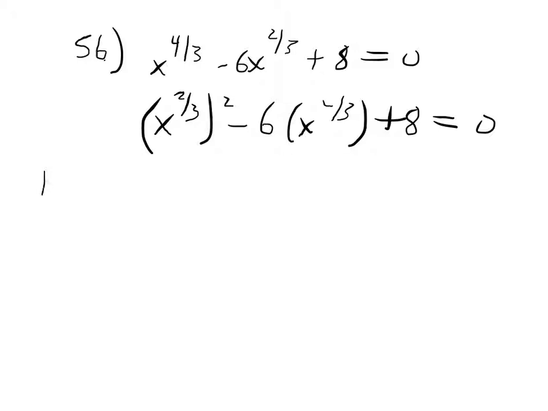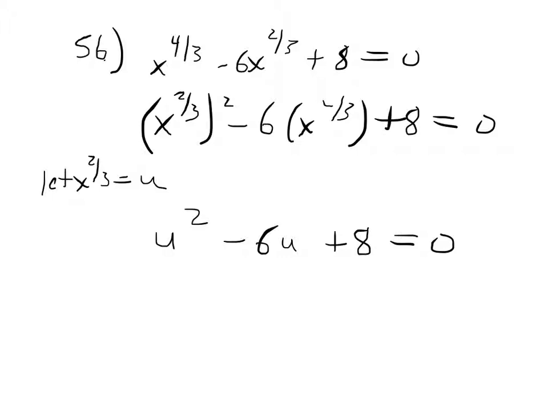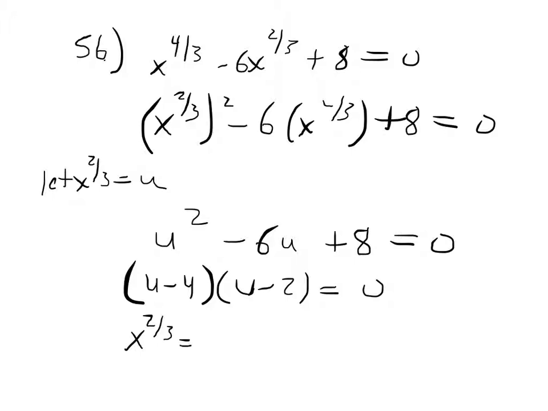So if I let x to the 2/3 equal u, I then can rewrite this as u squared minus 6u plus 8 equals 0. That'll factor into u minus 4, u minus 2 equals 0. And at that point I can go back in and look at, say, x to the 2/3 equals 4, or x to the 2/3 equals 2.